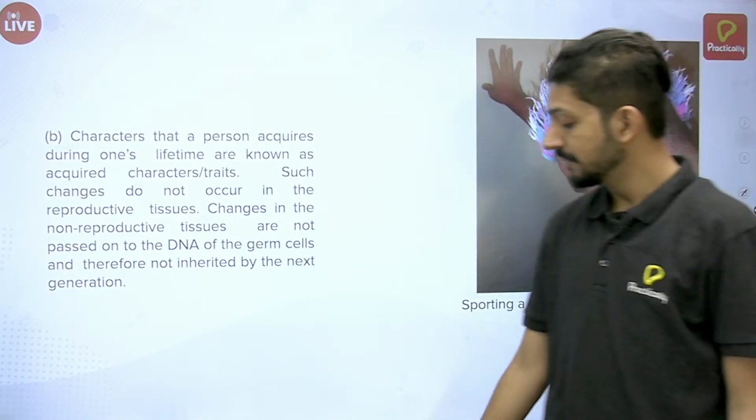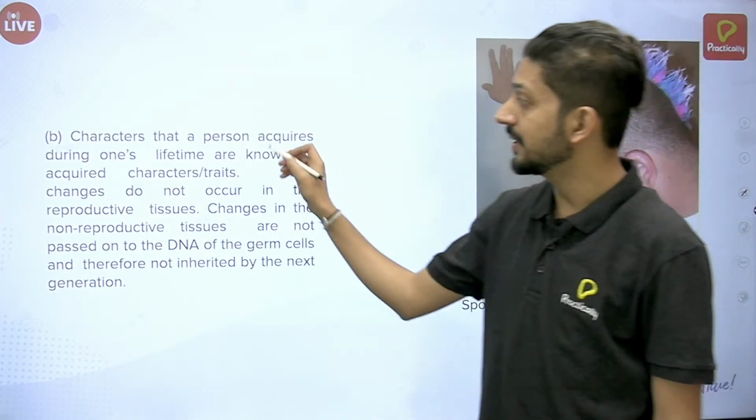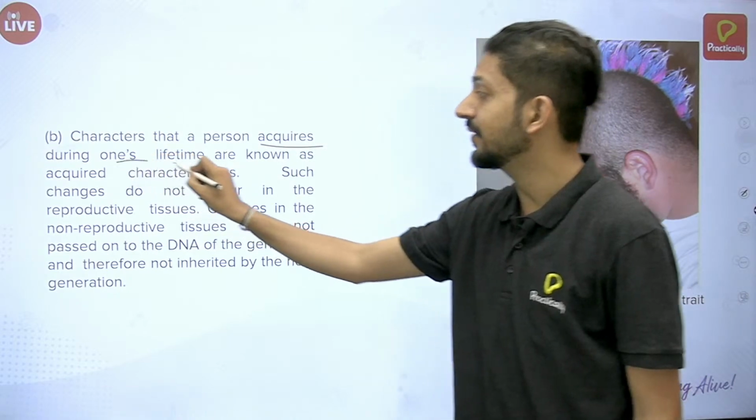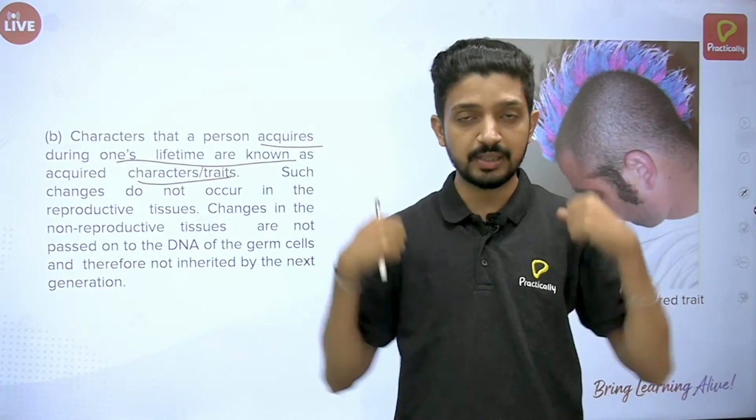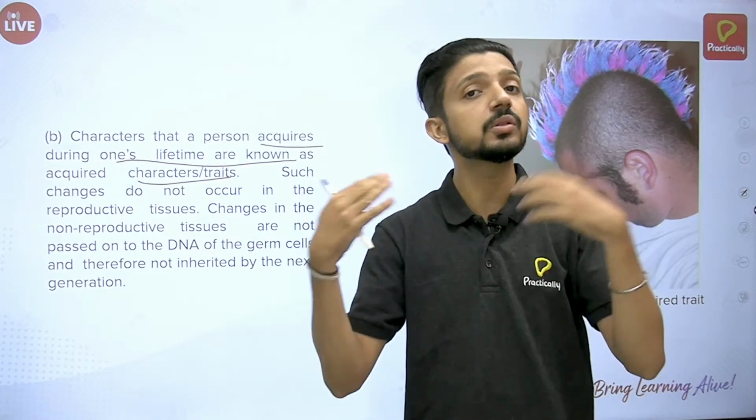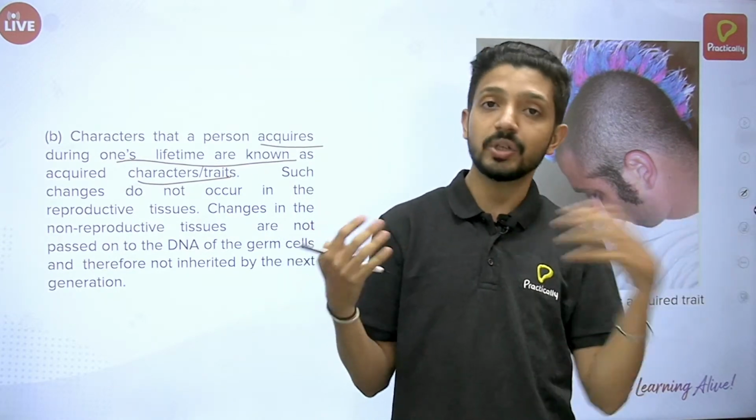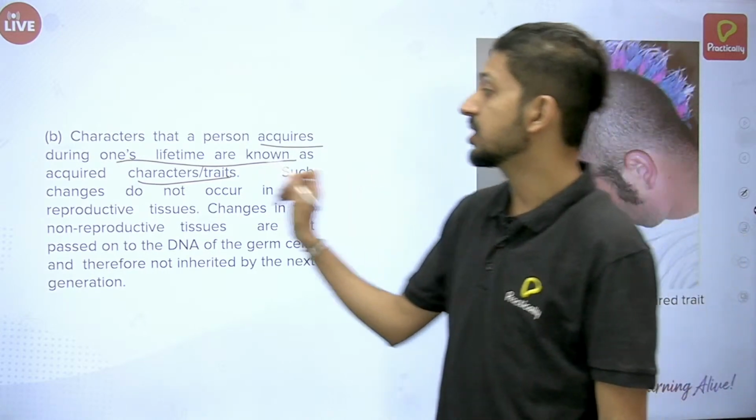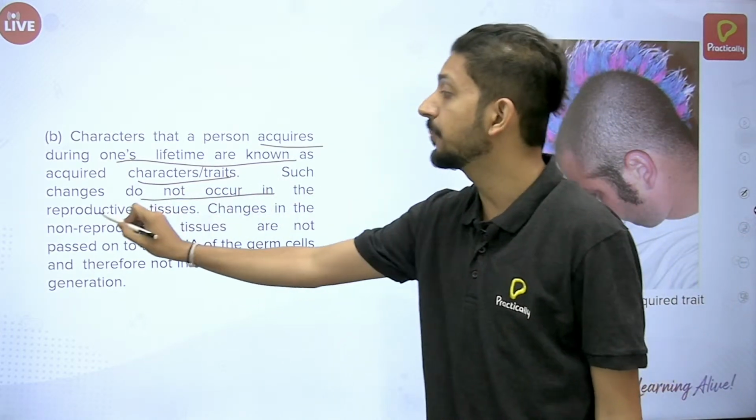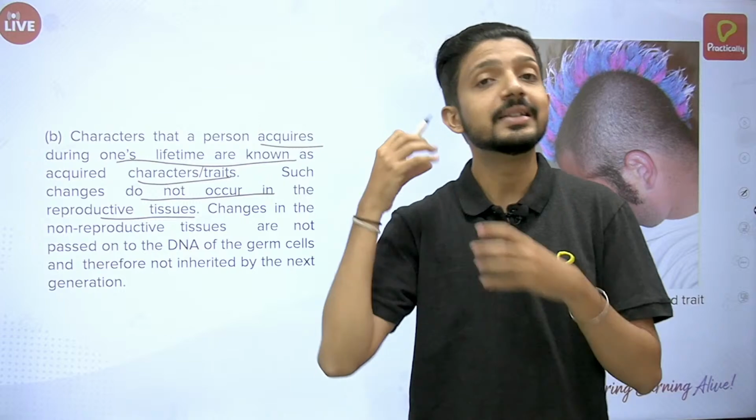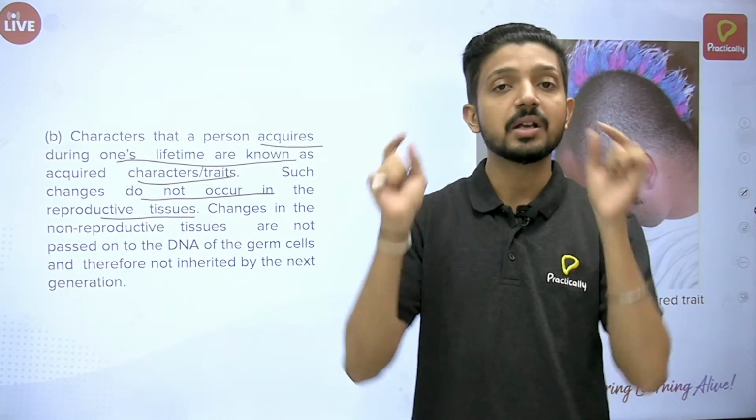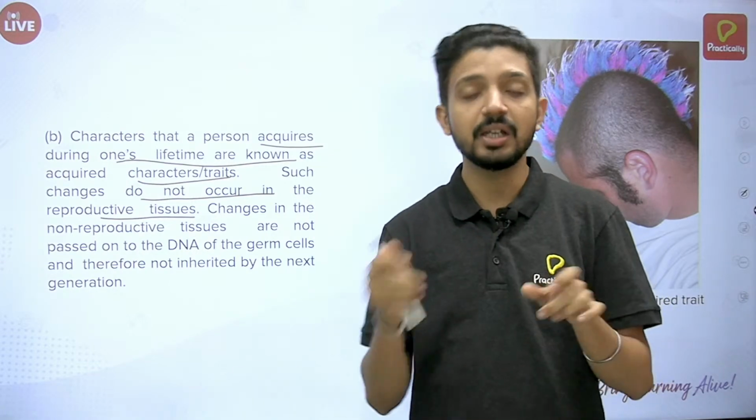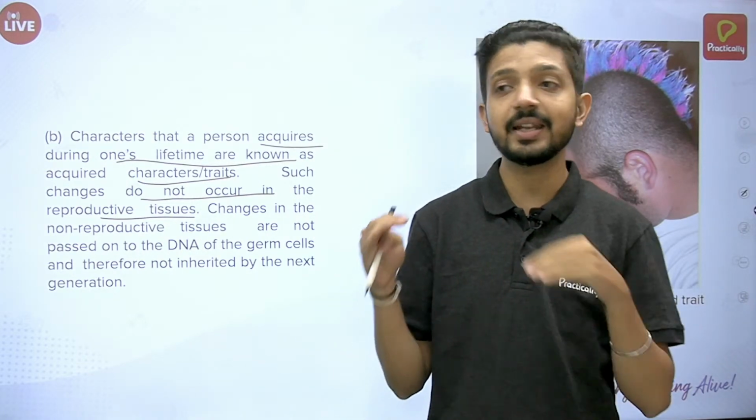Then the second part of the question: characters that a person acquires during one's lifetime are known as acquired characters. Very simple. The English meaning of acquired is to gain. That has been gained throughout the lifespan, not during birth. Such changes do not occur in the reproductive tissue, so these changes won't appear in the gametes. Since they won't appear in gametes, when they fuse, these characters won't come in the progeny. That's why they are acquired traits.